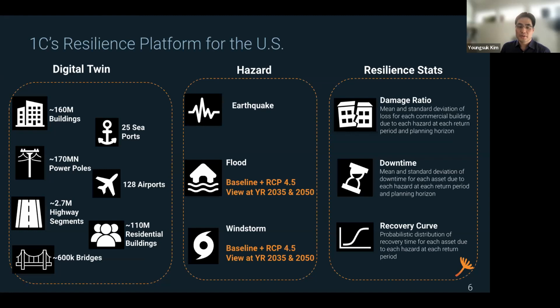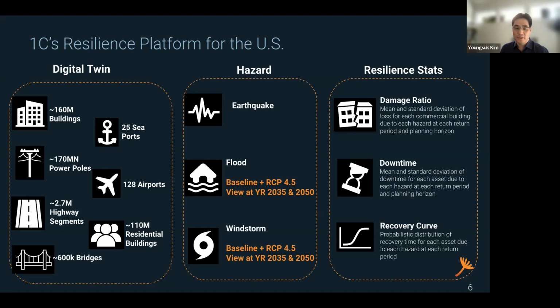And for example, there are more details for our platform for the United States. Here, a digital twin is first created for the United States, which includes about 160 million buildings, 170 million power poles, 230 million power line segments, about 2.7 million highway segments, and a little bit more than 500,000 bridges, and so on and so forth. And the hazards or perils considered are earthquakes, hurricane winds, and flood.